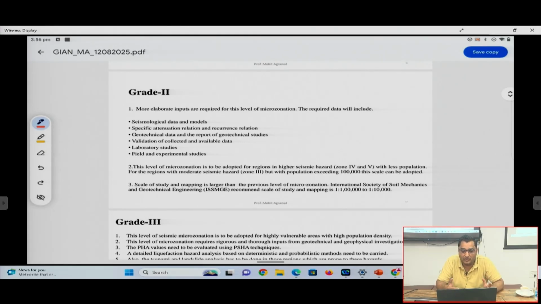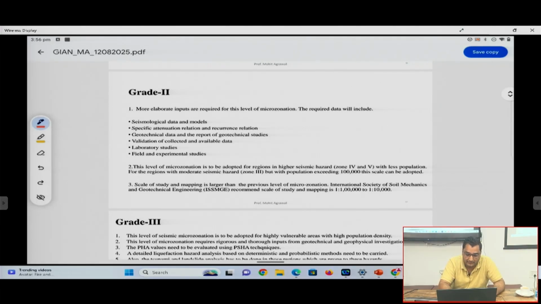For the regions with moderate seismic hazard, that means zone 3, but with population exceeding 100,000, this can be adopted. Even if the region is coming into zone 3 but the population is high in that area, then this kind of grade 2 microzonation can be conducted for that area. And the scale of the study and the mapping is larger than the previous level of microzonation. The International Society of Soil Mechanics and Geotechnical Engineering, ISSMGE, recommends a scale of study and mapping of 1 to 100,000 to 1 to 10,000.